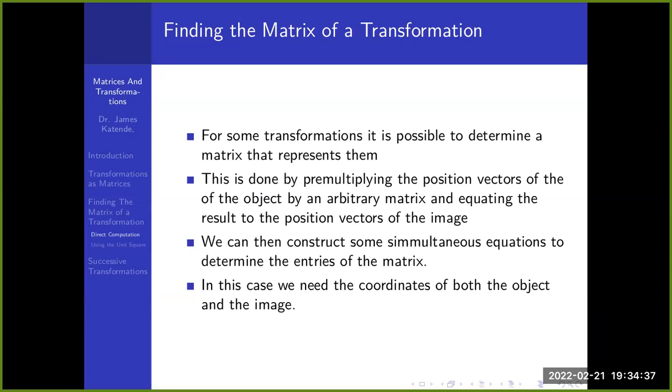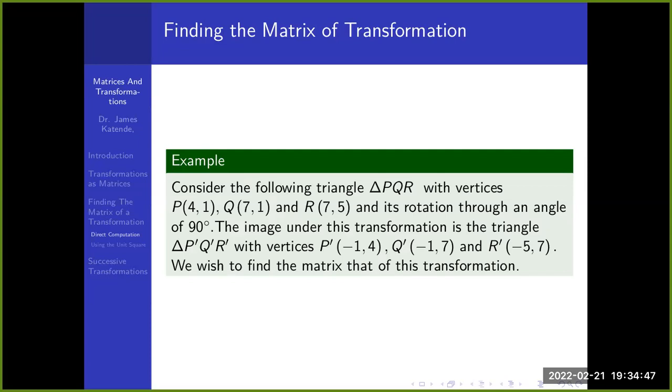So in this case, we must have the object and the image for this to work. You need both the object and the image of the transformation. Once you have that, then you can work backwards to obtain the matrix. So here is an example.